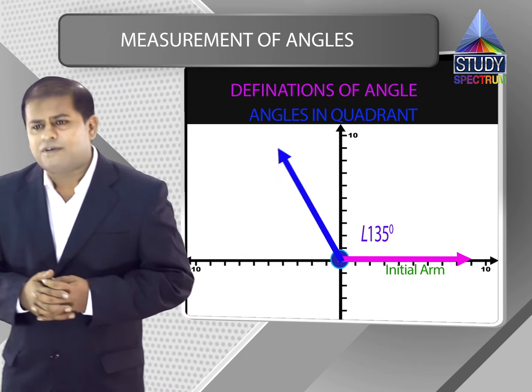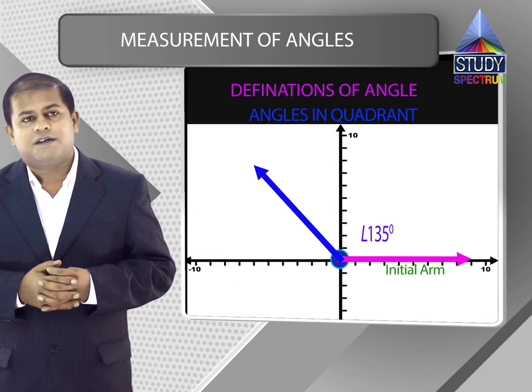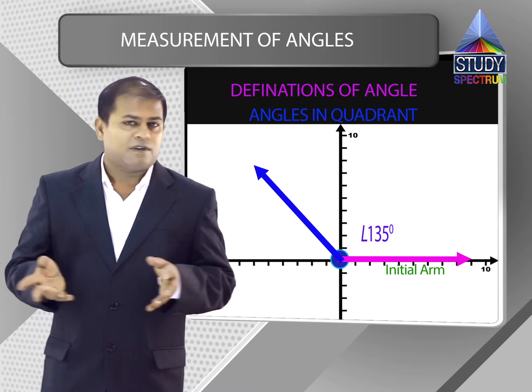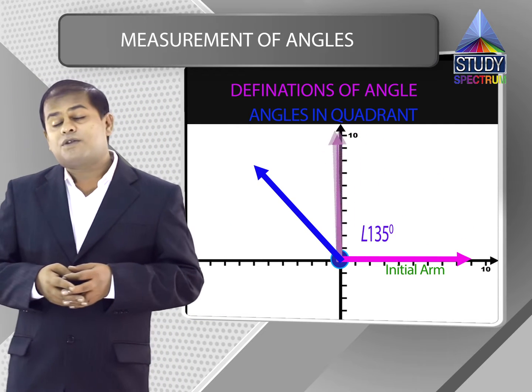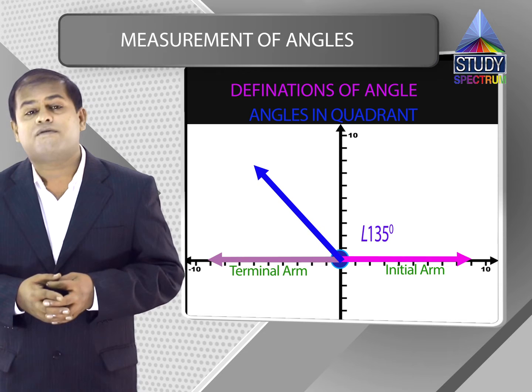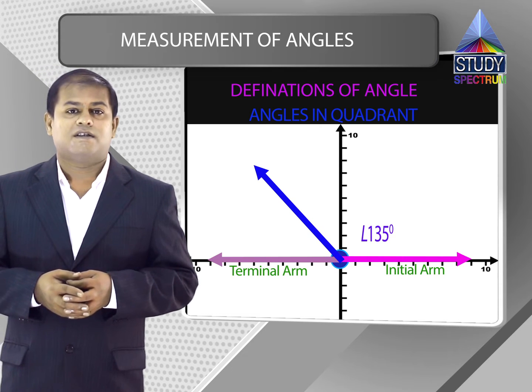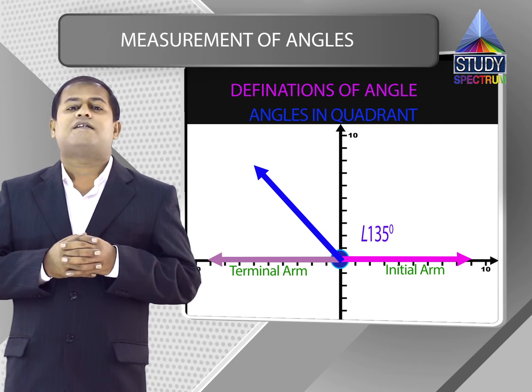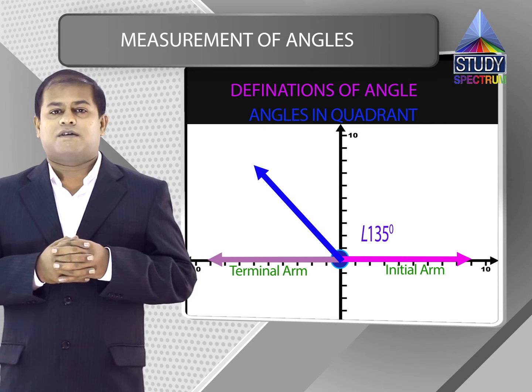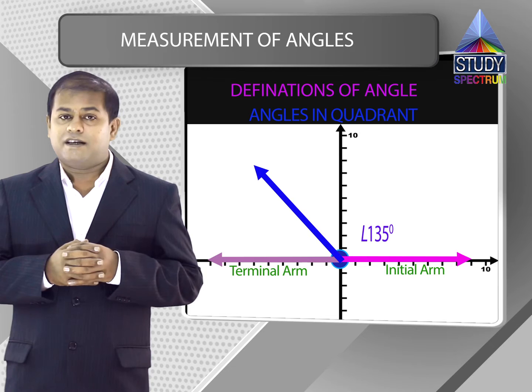Consider another example, 132 degree. Initial arm once again is the same, positive direction of x-axis. Now, in which quadrant does the terminal arm of 132 degree fall? It falls in second quadrant. So I'll say 132 degree lies in second quadrant. Right?